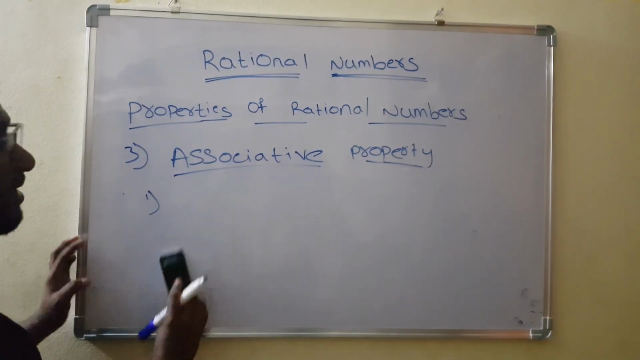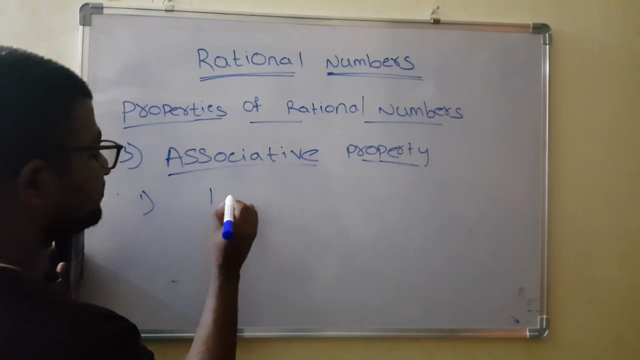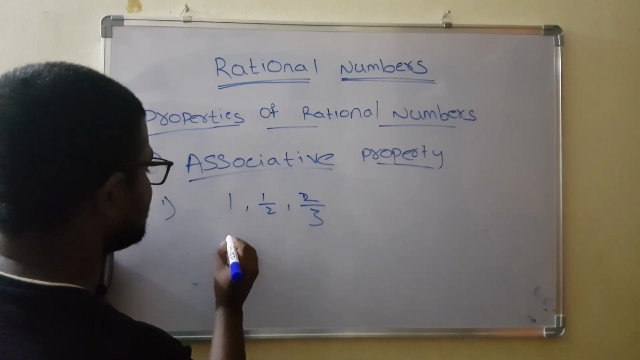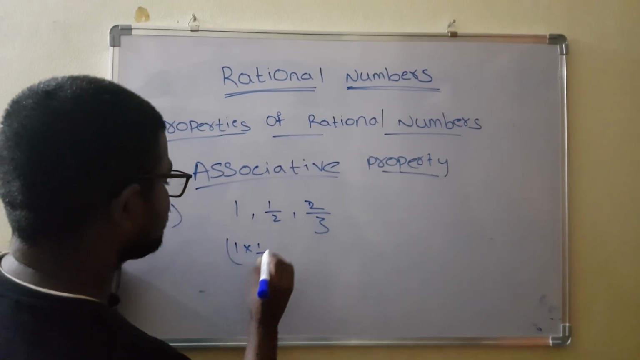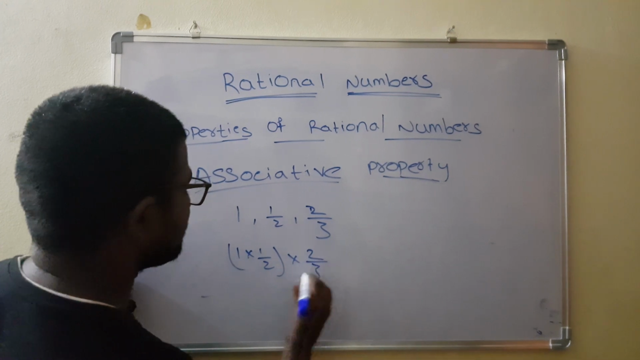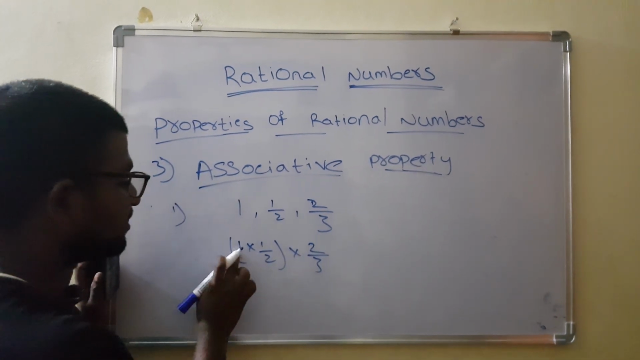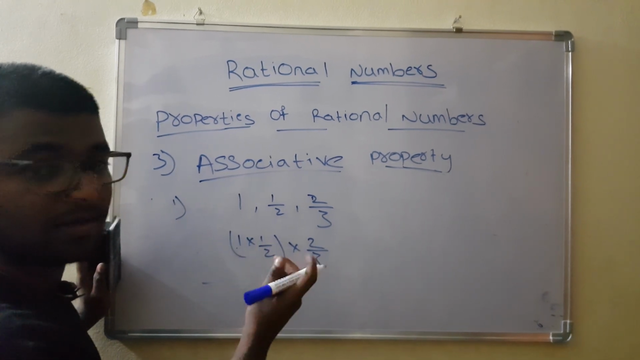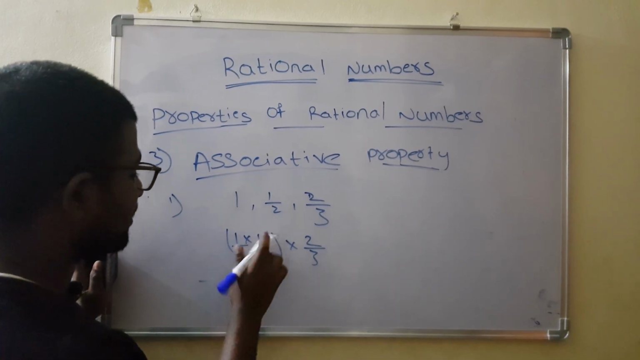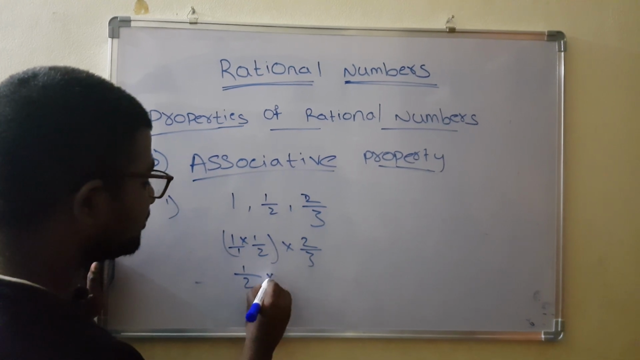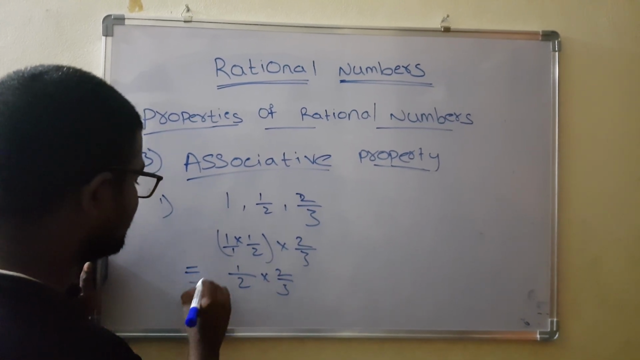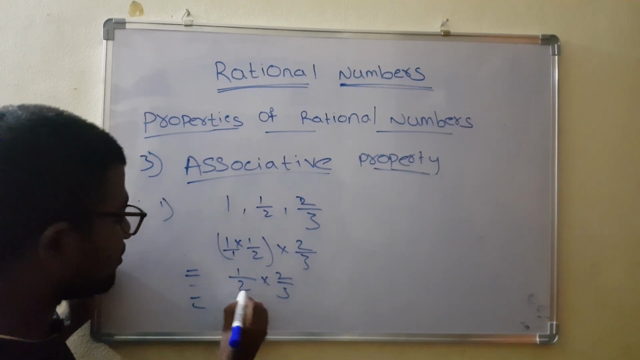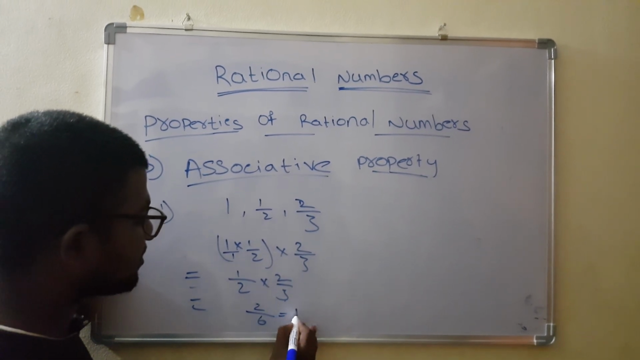Let's follow. Consider three rational numbers 1, 1 by 2, 2 by 3. That is 1 into 1 by 2 into 2 by 3. First of all, we need to multiply these two rational numbers. That is 1 into 1. If there is no number on the denominator, then we consider it as 1. 1 into 1, 1. 1 into 2, 2, into 2 by 3. Then multiplying these two numbers, 1 into 2, 2. 2 3 is 6. That is 1 by 3.